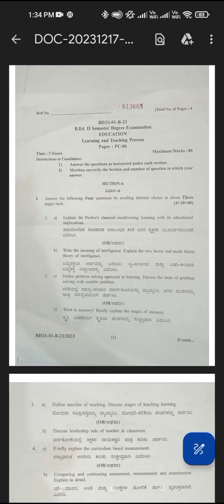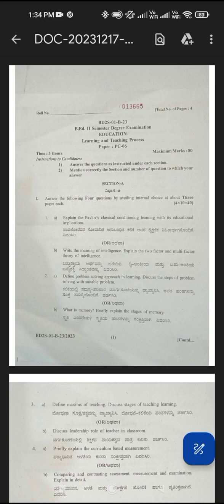Hi guys, today we are going to discuss the B.Ed second semester degree examination, Learning and Teaching Process, that is PC-6. Section A, first main: answer the following four questions by availing internal choice, at about 3 pages each.